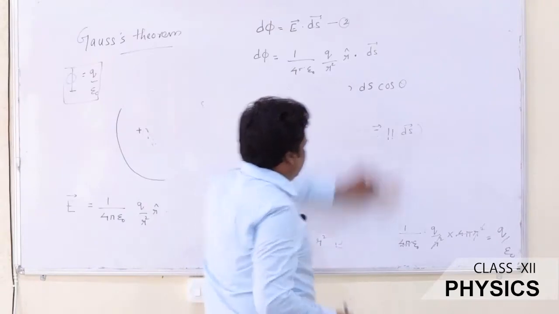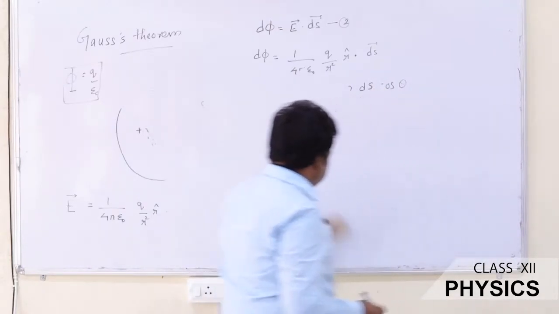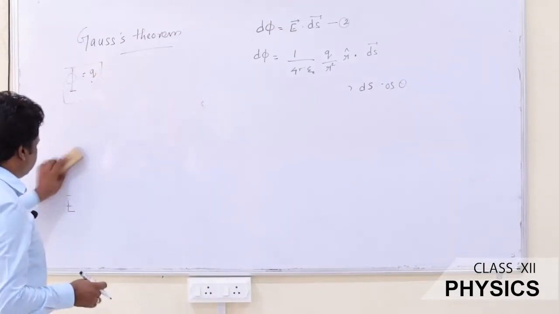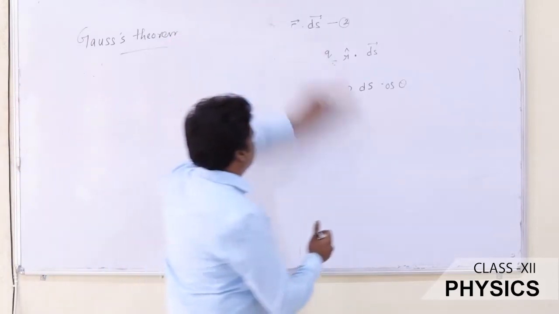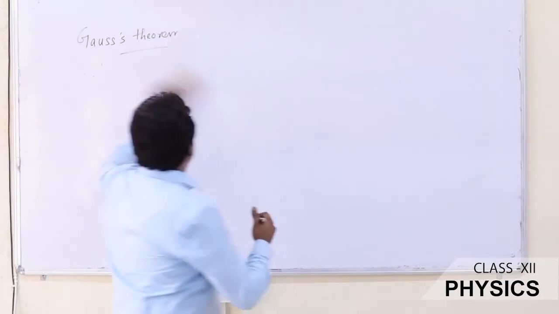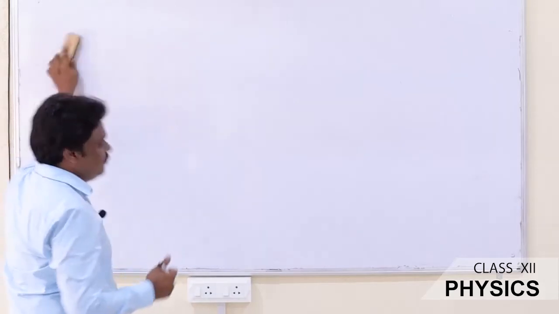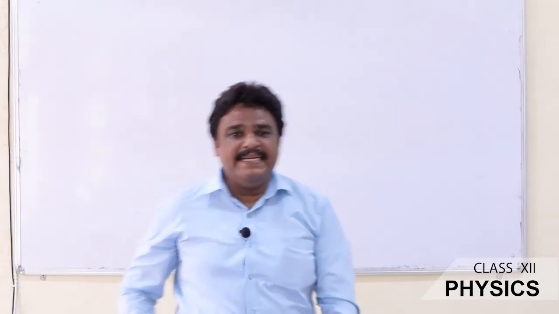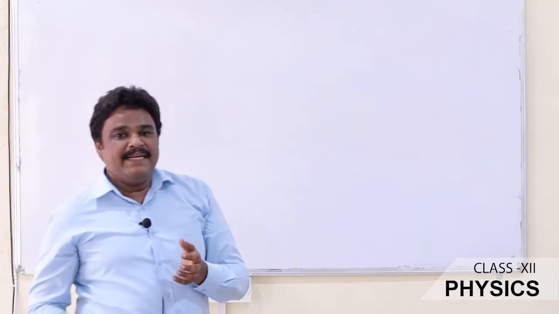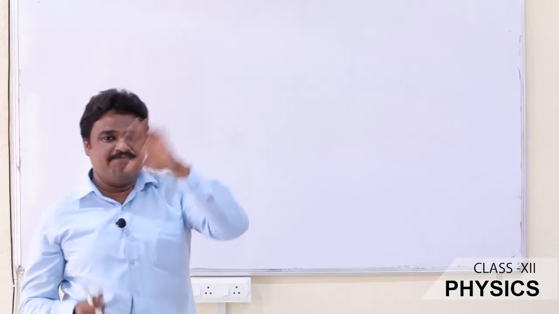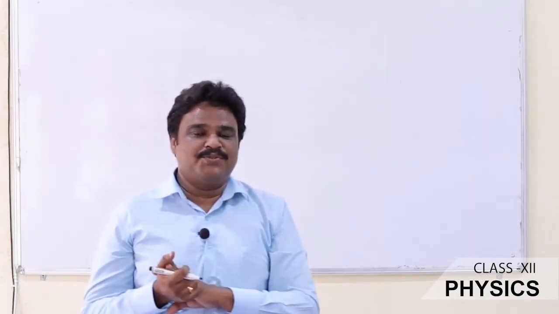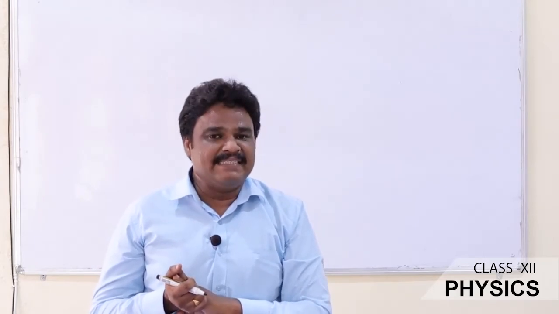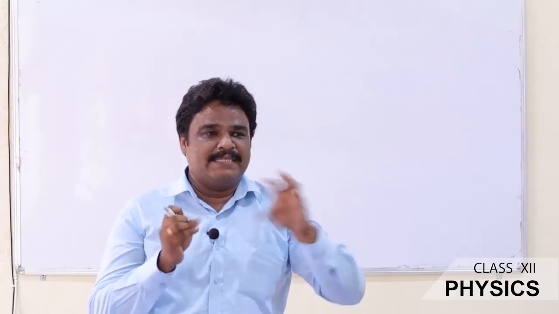Now, I am going to introduce a very new term, Gaussian surface. What do you mean by a Gaussian surface? Before getting into it, we studied Coulomb's law and the superposition principle. Ultimately, they are all used to find the electric field intensity if the problems involved are simple.